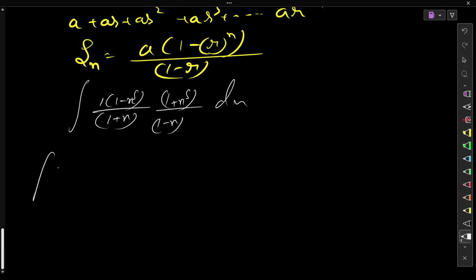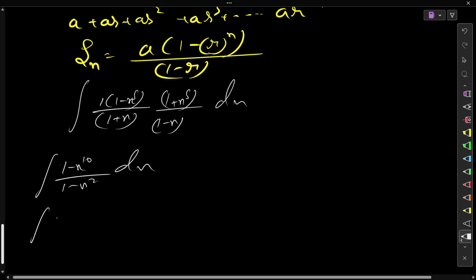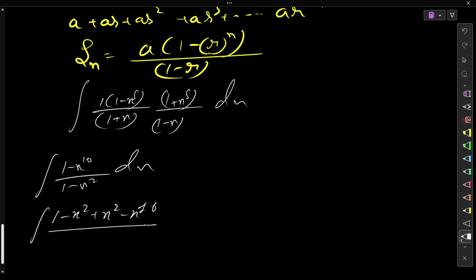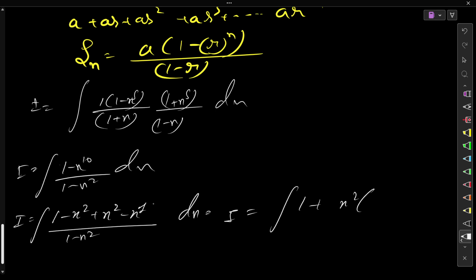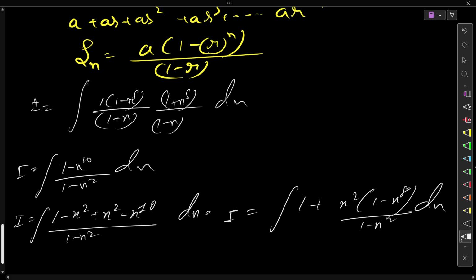And this could be written as the integral of (1 minus x to the power of 10) by (1 minus x square) dx. And from here we can write it as 1 minus x square. I am doing some kind of manipulation. So 1 could be written as 1 plus x square into, this one is x to the power of 10. Yeah, 1 minus x to the power of 8 by 1 minus x square dx.